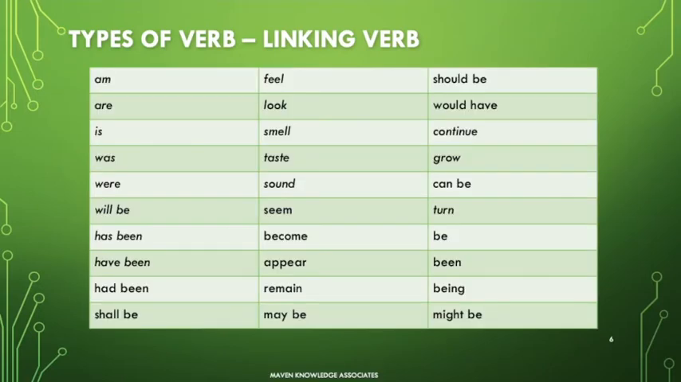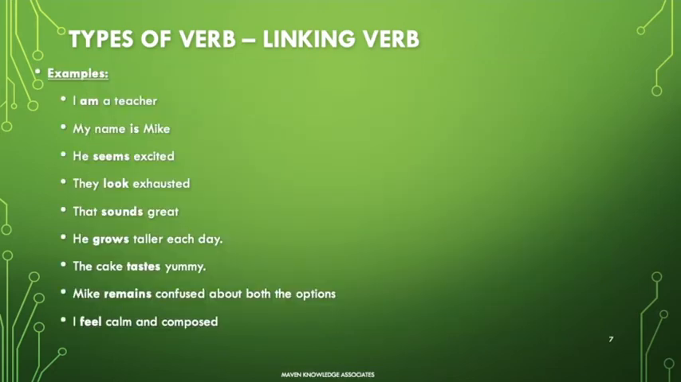So these are a few of the linking verbs: am, are, is, was, were, will be, has been, have been, had been, shall be. Feel, look, smell, taste, sound, seem, become, appear, remain, maybe, should be, would have, continue, grow, can be, turn, be, been, being, might be. So let's look at other examples of linking verbs.